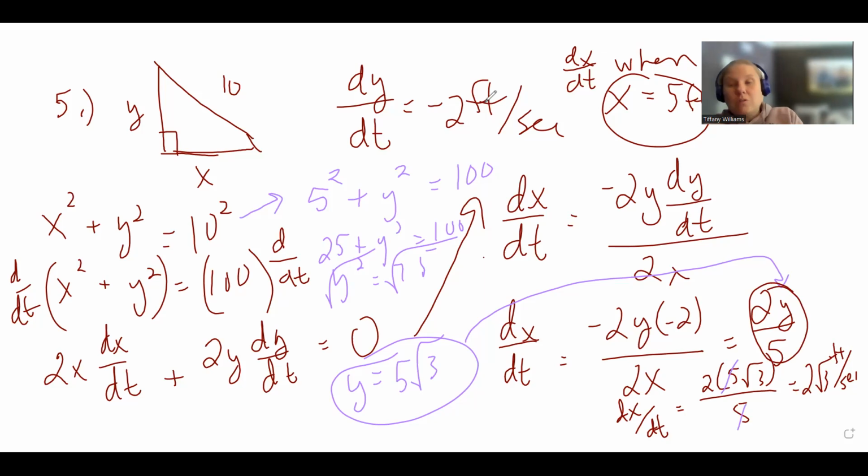I did end up with 2 on the square root of 3. I'm glad it was positive because with the x-axis, positive means you're moving towards the right, which is exactly what this ladder is doing. So that was number 5.